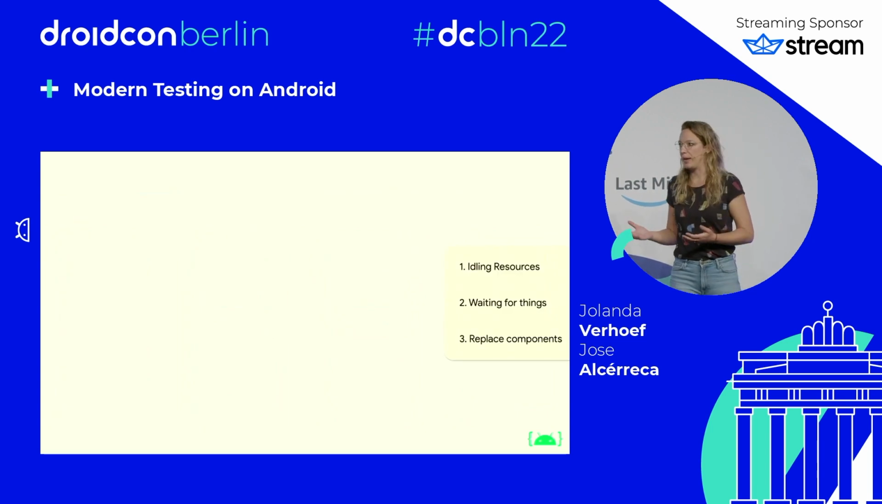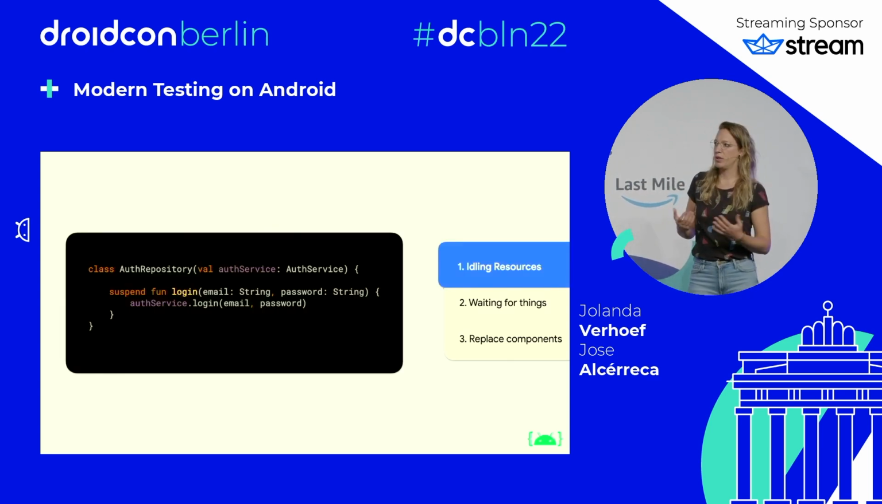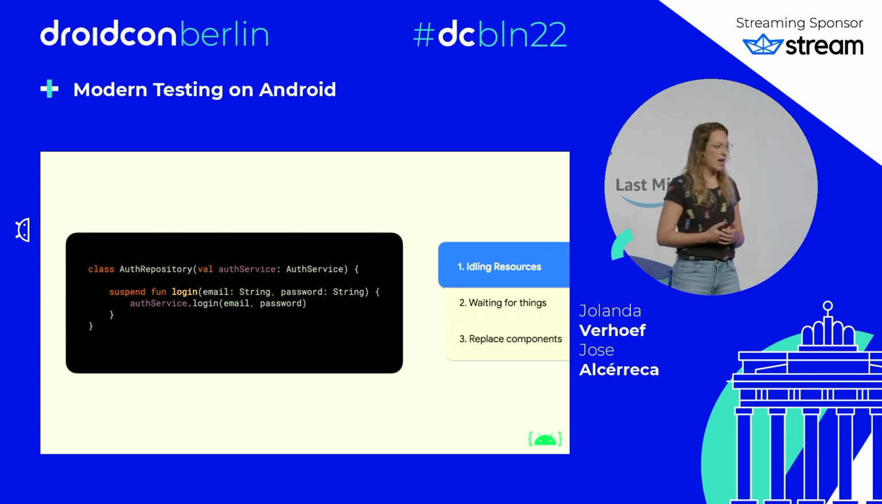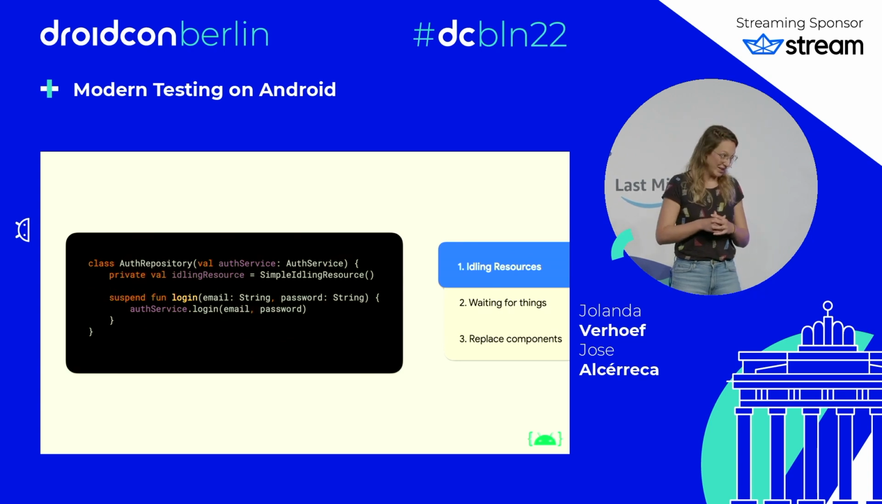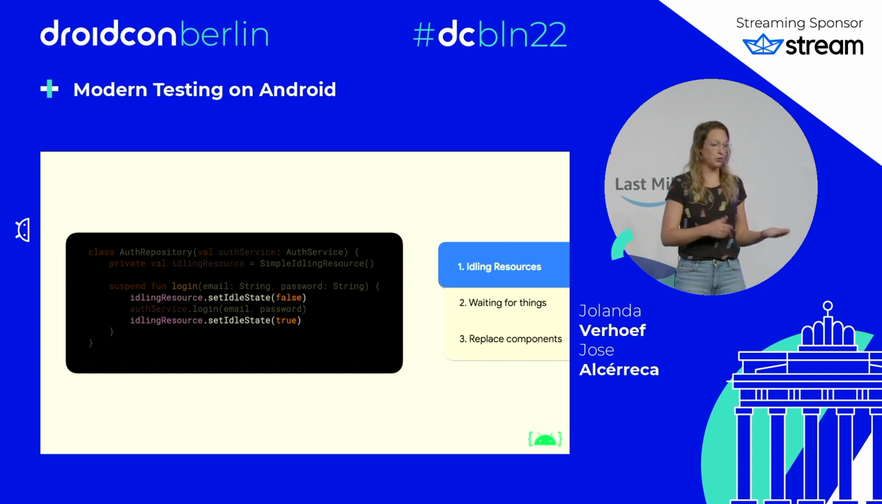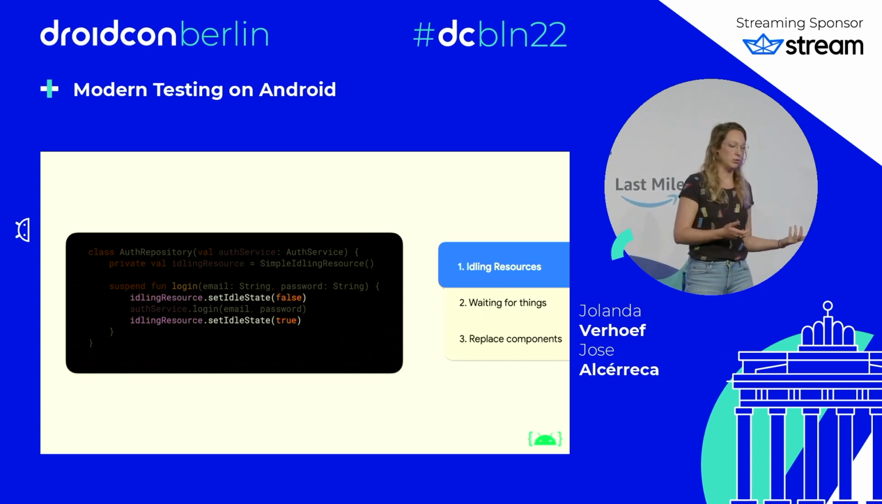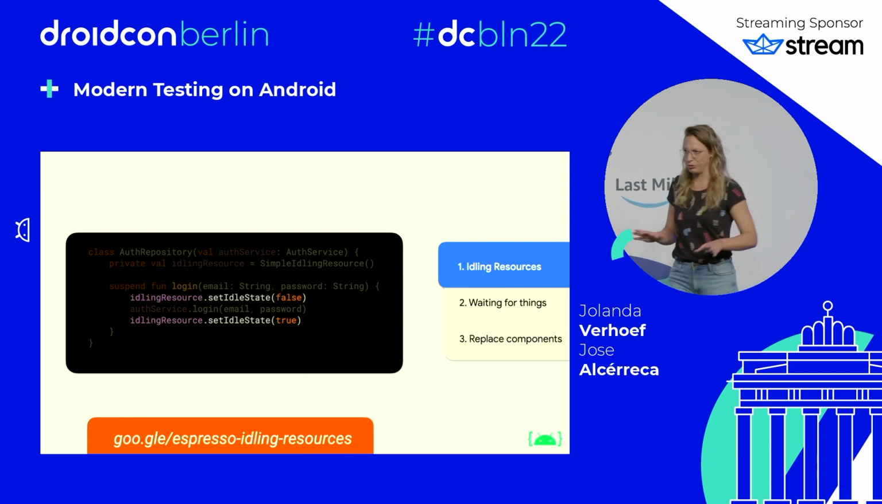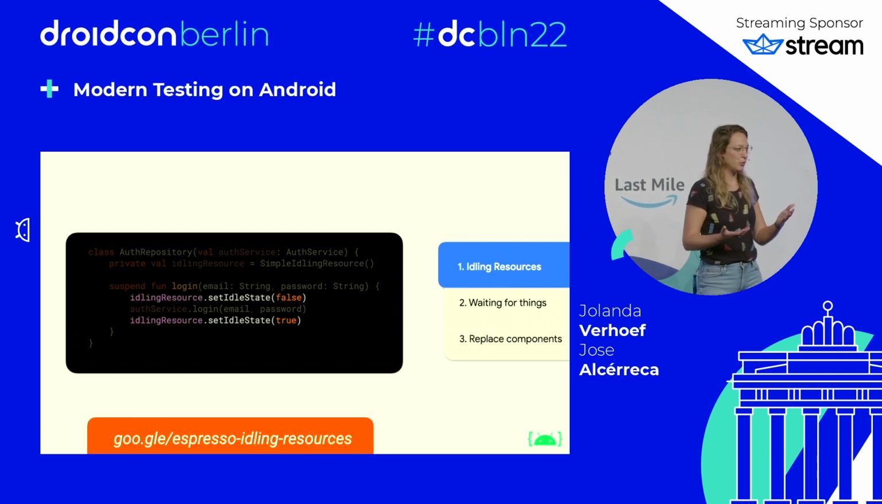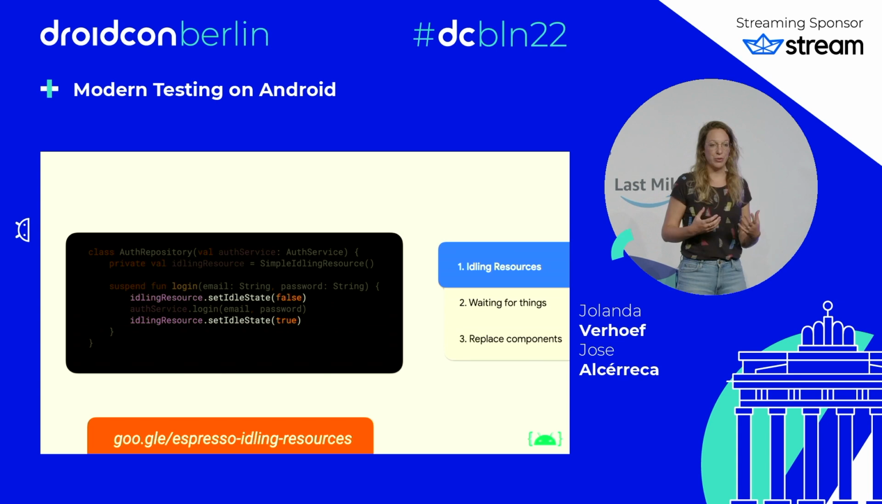We will talk about 3 different mechanisms that we can use to deal with synchronization: idling resources, waiting for things, and removing problematic components. First of all, we can use an Espresso feature. It's called idling resources, and it helps you to explicitly tell the test that the app is idle or not. So let's look at our authentication repository. We can register a simple idling resource, and then when we do the network call to log in the user, we set that idling resource first to busy, and then when we're done, we reset it to idle. I took a lot of shortcuts here, so if you want to learn more about this, go to Google/Espresso idling resources, and you can learn much more.